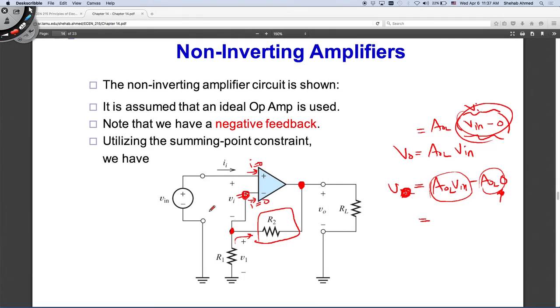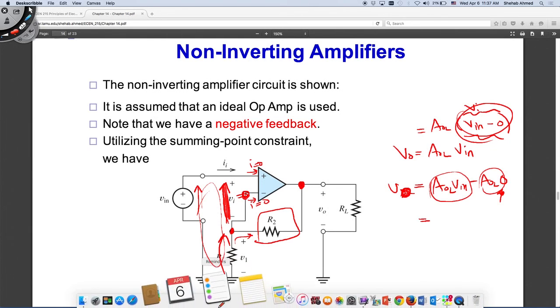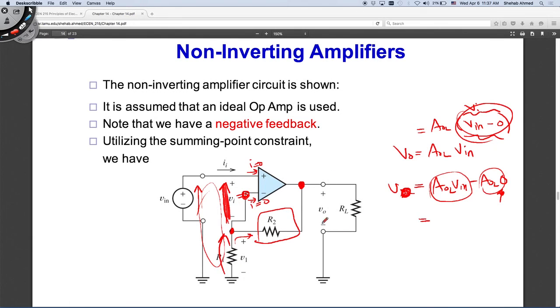And I can also use this loop here: this voltage plus this voltage is equal to this voltage plus this voltage. This is a loop, right? And this is 0. I know that this is 0. So this voltage is equal to this voltage V1 in this case. We're okay with that? And I can also use the output voltage here. What is the output voltage equal to? I have this voltage and this voltage. Output voltage is equal to V1 plus the voltage across R2.